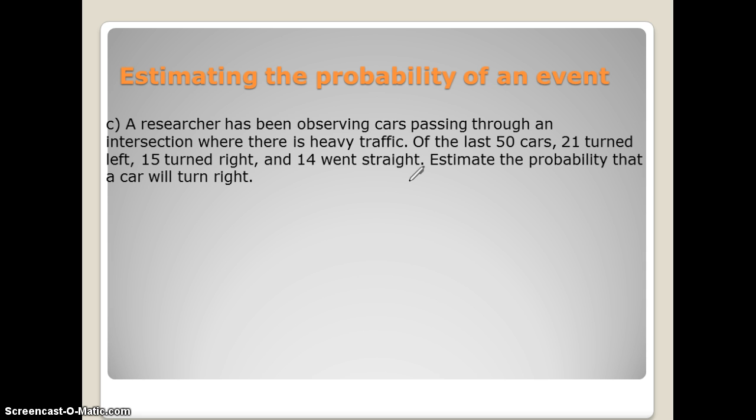All right, unlike the other one, they didn't give us the little chart. If you want, you can make the chart yourself, in which we know that left turn happened 21 times, right turn happened 15 times, and they went straight 14 times. And they even told us that the total was 50 cars. So when you're looking for the probability that it turned right, you should get 15 over 50, which as a decimal is 3/10.